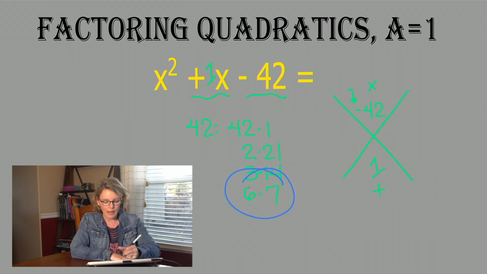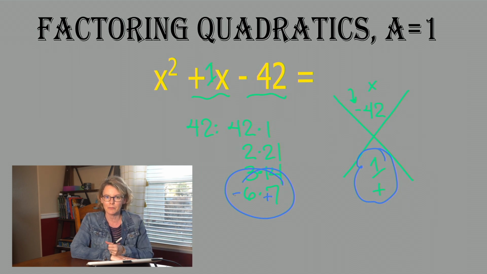Now we have to decide, is the 6 going to be negative or the 7 going to be negative? The way to figure that out is to look at what they have to add up to be. Since they have to add up to a positive number, that positive 1, I know that the bigger number has to be positive, then the smaller number, the 6, is negative.